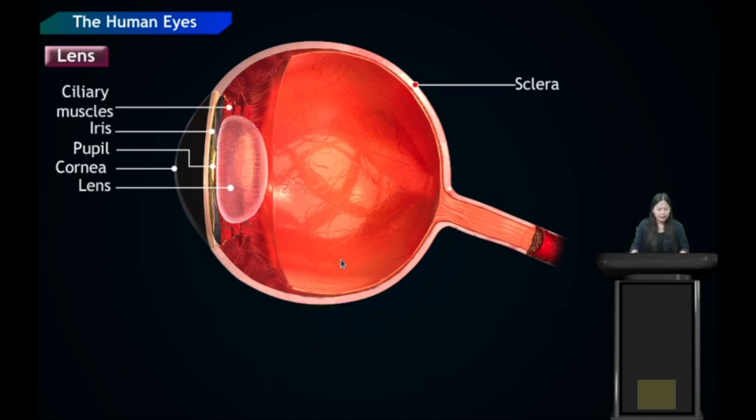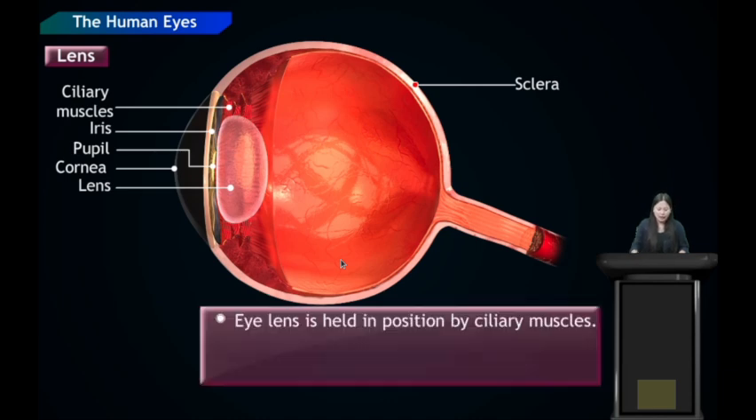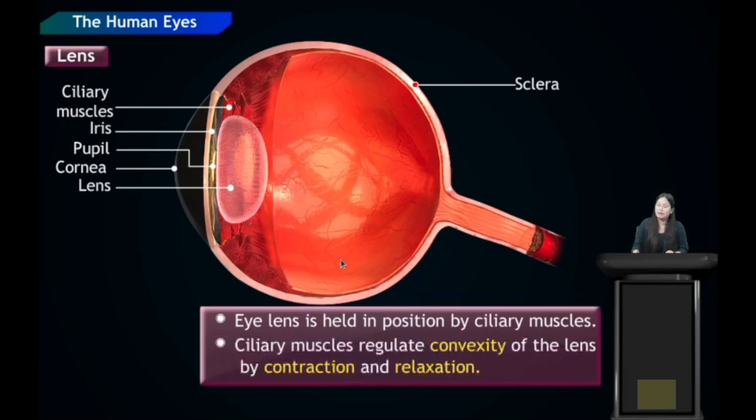Let us see more. The next we have is the ciliary muscles. So what are ciliary muscles? The eye lens is held in position by the ciliary muscles. These ciliary muscles regulate the convexity of the lens by contraction and relaxation.